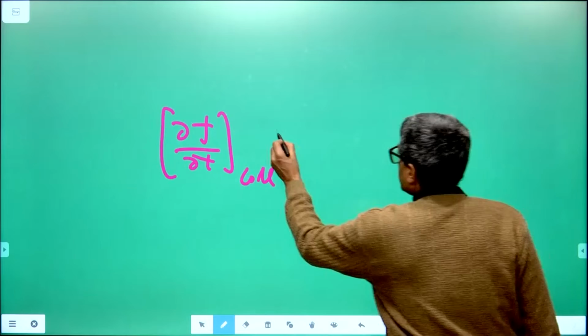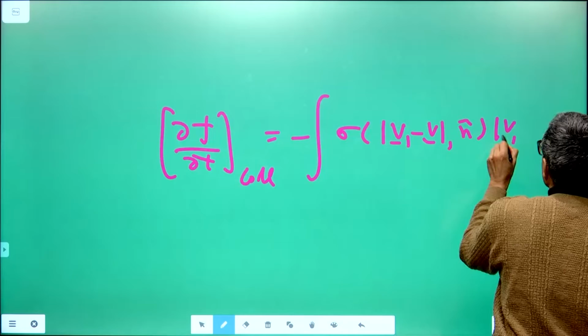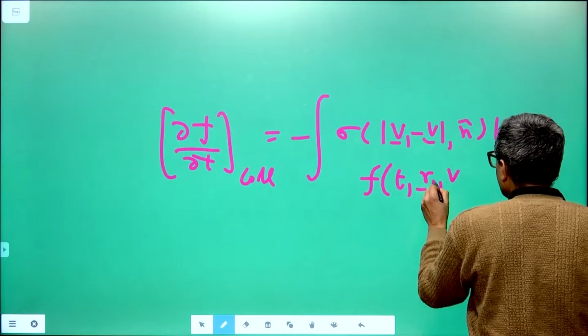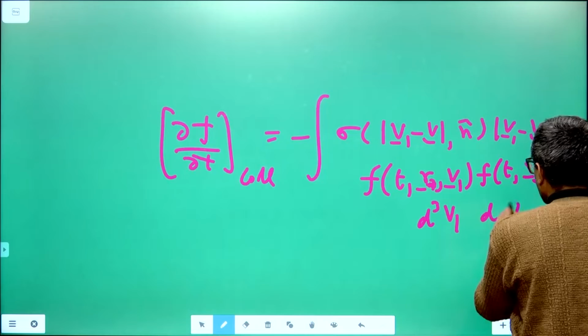is equal to simply integral σ. First, you will take the decrease. So, σ(|v1 − v|, n̂) multiplied by |v1 − v| multiplied by f(t, r, v1) — r is the same, it is the same position, only the velocities can change — into f(t, r, v). Then here you have d³v1 dΩ(n̂). This is the net rate at which it decreases, and the net rate at which it increases per unit phase volume you are saying, right.